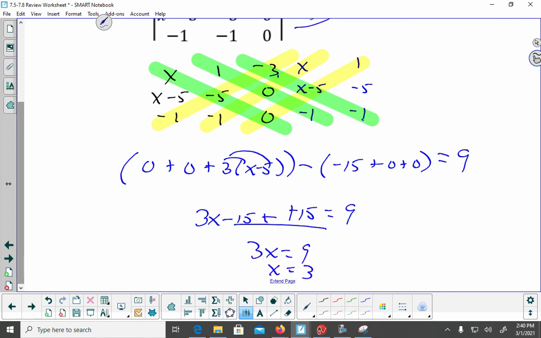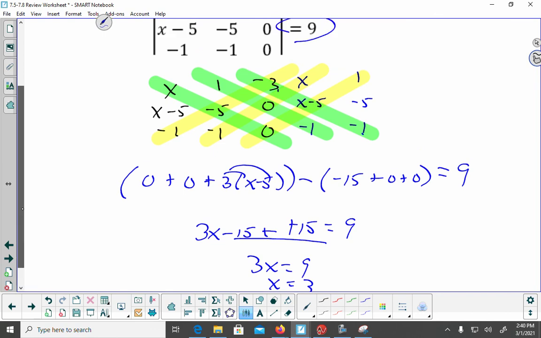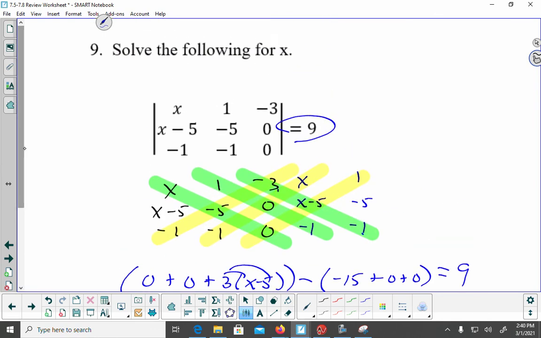And a great quick way to check it is put 3 back in here. So you would do a determinant of a 3, 1, -3. And if I put a 3 in here, this would be -2, -5, 0, -1, -1, 0. And then when I do that on my calculator, I should get an answer of 9.